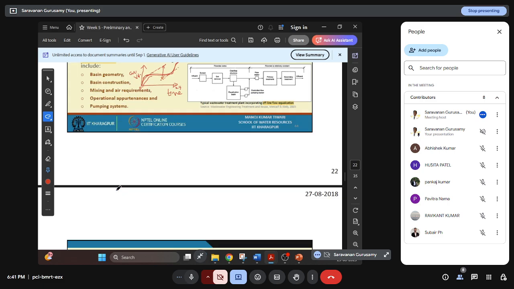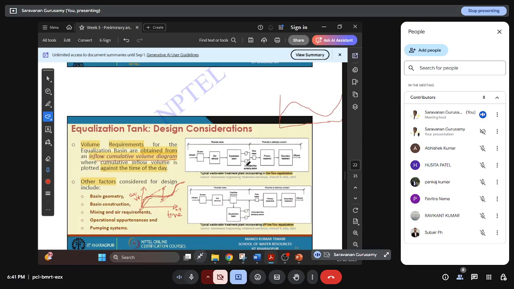Where can I place the equalization tank? After the grit chamber, that is inline. If you are using the equalization tank out of the line, then the flow will always be there, and whenever excess flow comes, it will be taken care of by the equalization tank. So this is offline.